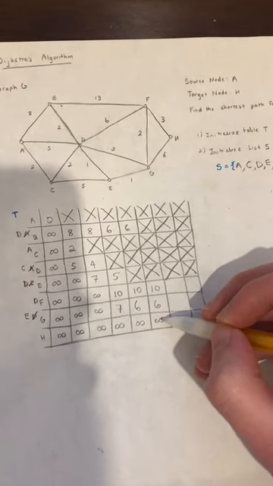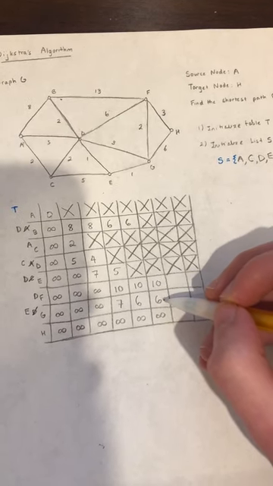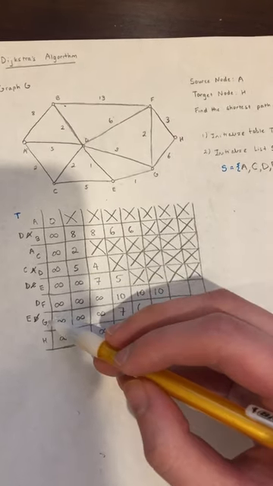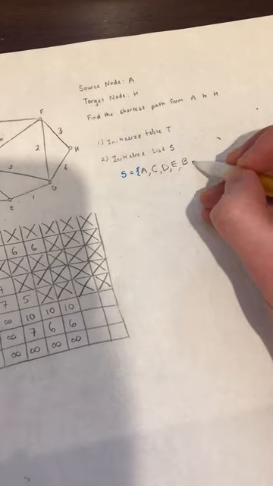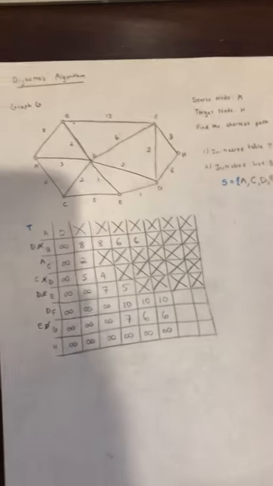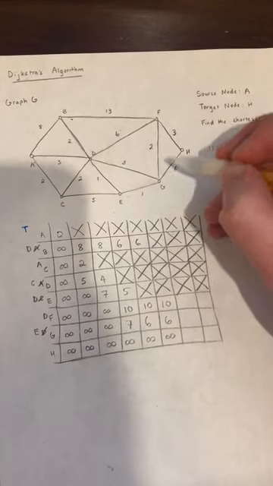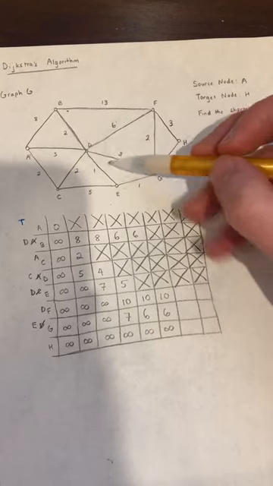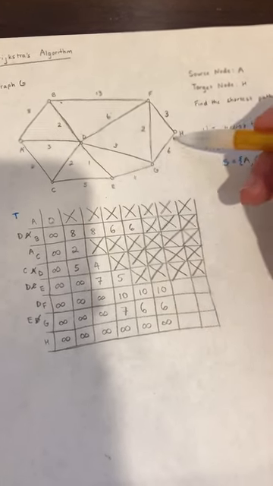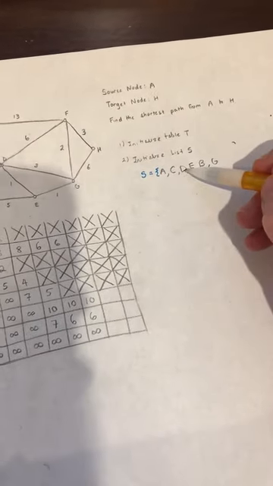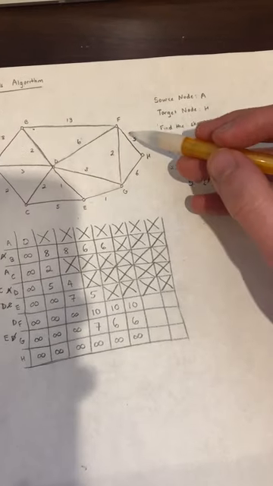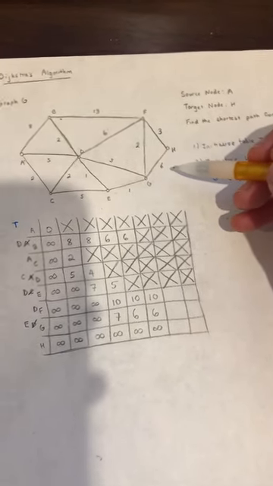Now, which of these nodes in this column has the shortest distance from A? Looks like it's G here. So let's add G to our list S, and let's check out who G's neighbors are. It looks like they're going to be D, E, F, and H. But we've already visited D and E, so we only care about F and H.